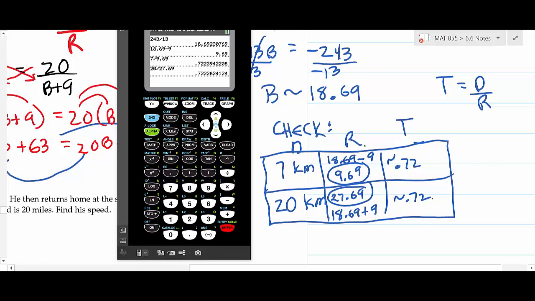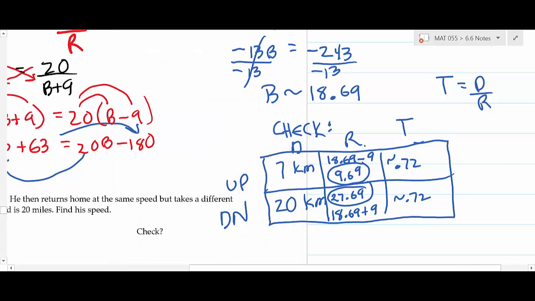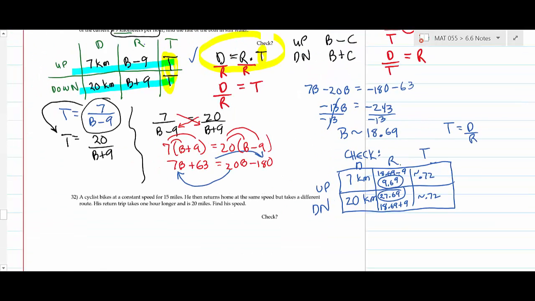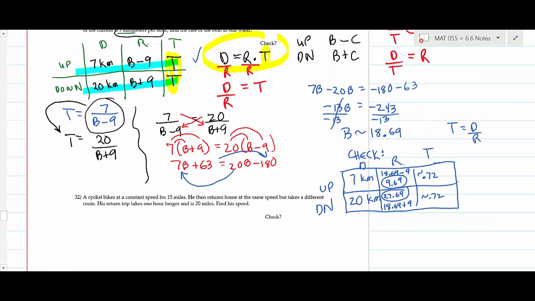Can you tell me why the answer is right now? Because the times are the same. Isn't that what the problem said? Okay, so they're the same. If they didn't turn out to be the same, then we obviously messed this thing up. Okay, so that's the idea. So the times were the same, so you're verifying that they are the same. Does that make any sense?